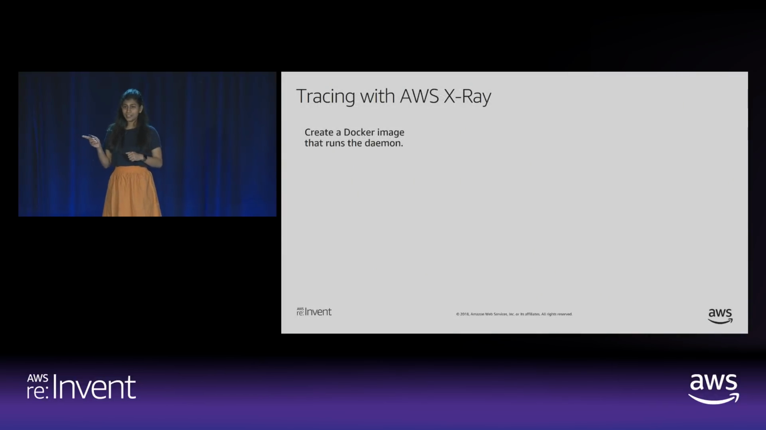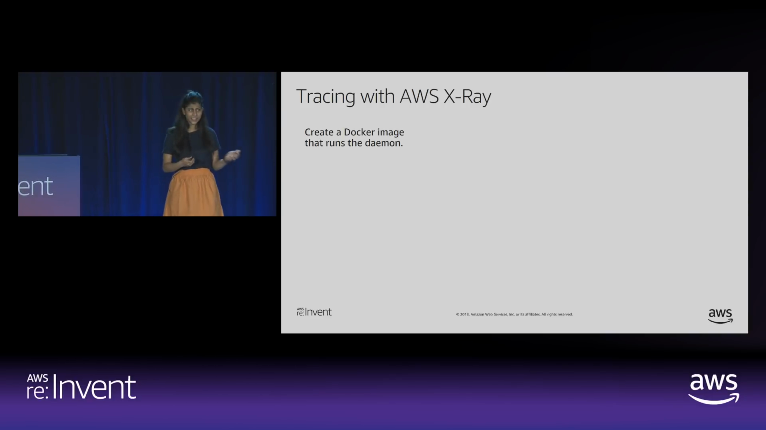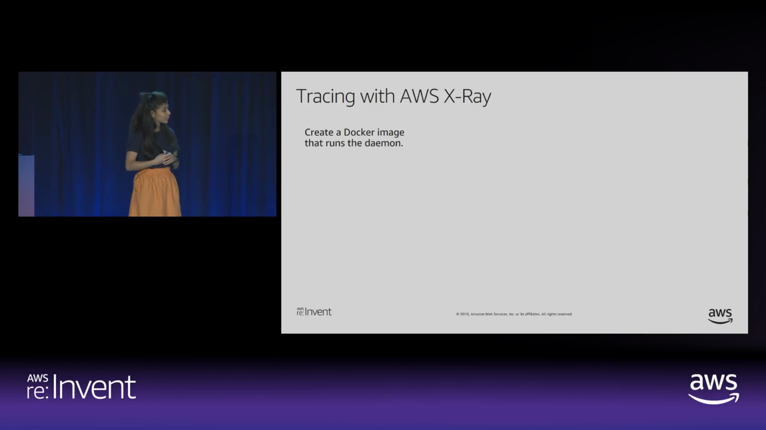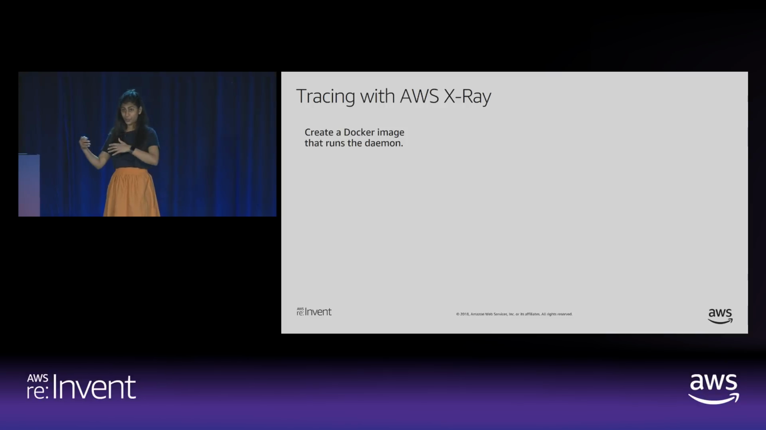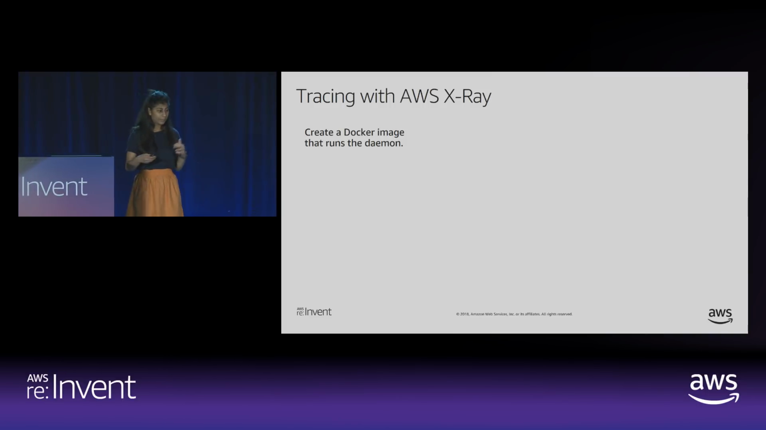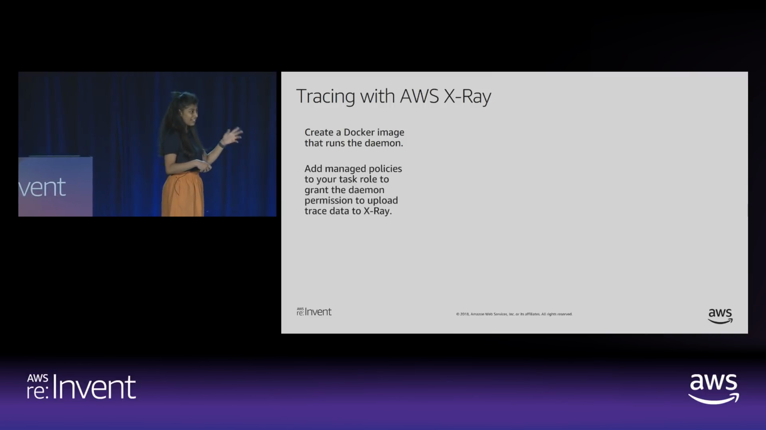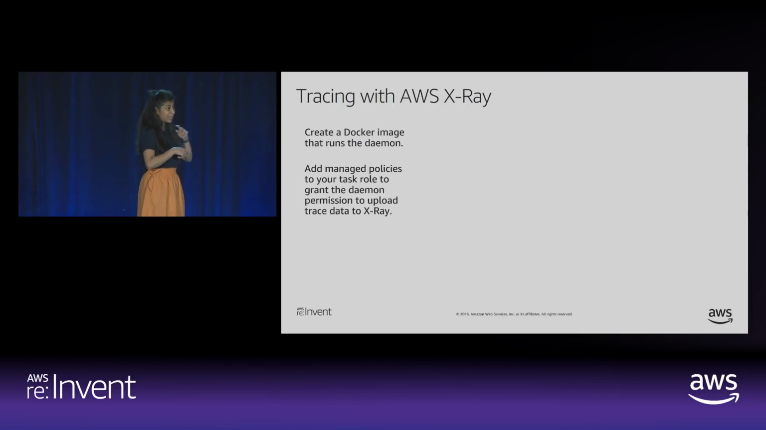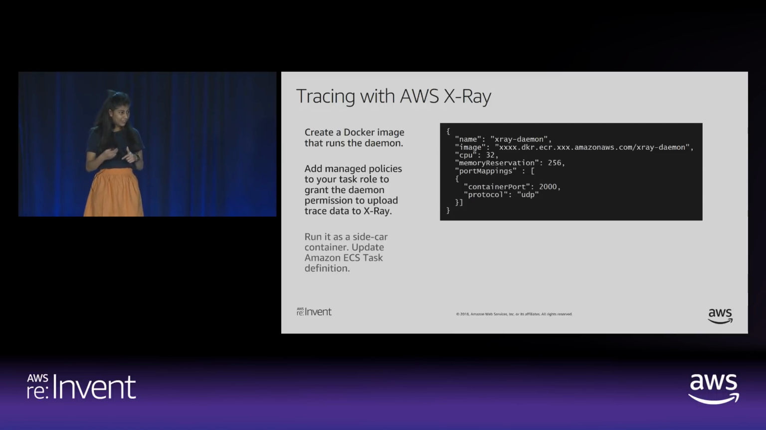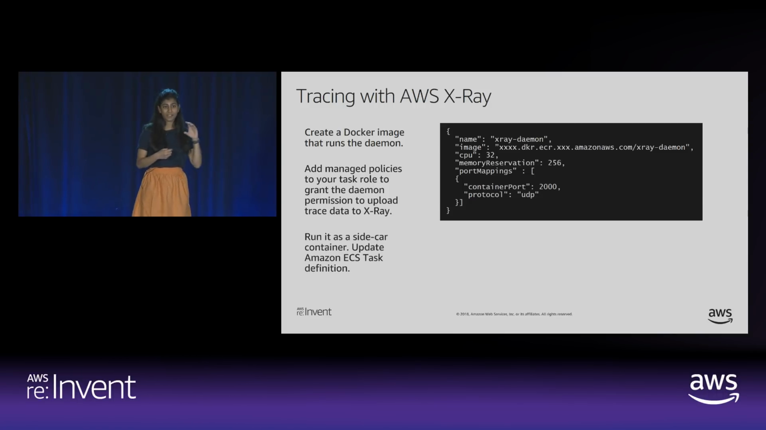This is something I'm super excited about, distributed tracing, because X-Ray integration with ECS was announced as recently as last week. So what this enables you to do is actually trace your request all the way down. So how do you do that? You first create a Docker image with the X-Ray agent. And once you do that, you add a managed policy to your task IAM role so that the daemon can actually publish the trace data to X-Ray. And then you update your task definition and run this daemon as a sidecar container.